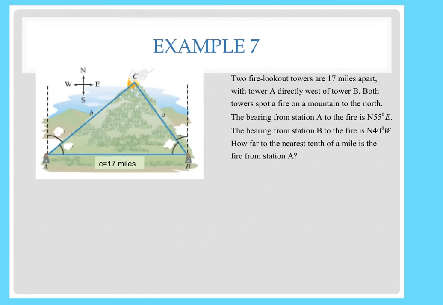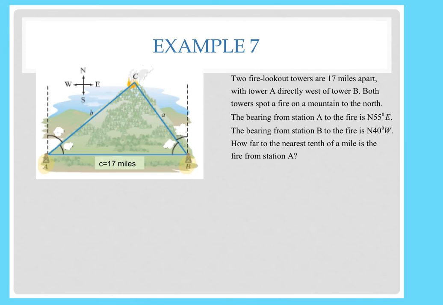All right, then we get word problems. So this one says 2 fire lookout towers are 17 miles apart with Tower A directly west of Tower B. So if you had to draw this out, A would be directly west of B, which means they'd be in a horizontal line. Both towers spot a fire on a mountain to the north, so we're going up for north. The bearing from station A to the fire is north 55 degrees east.